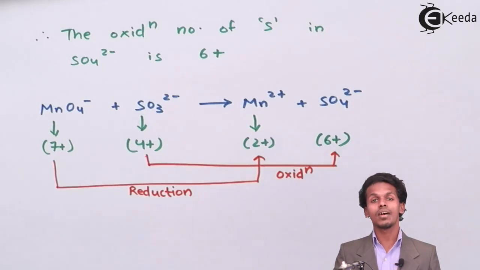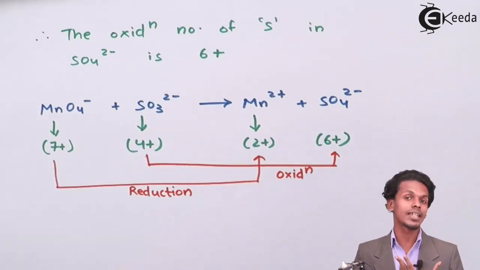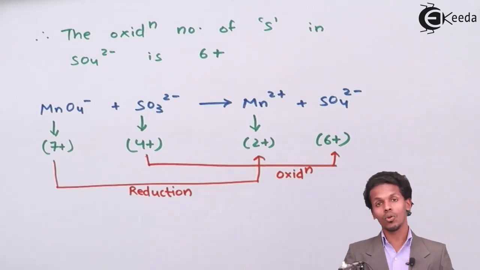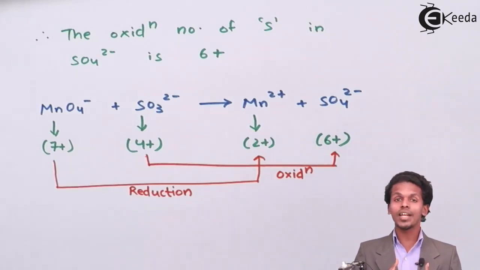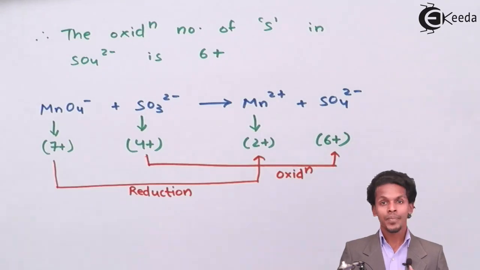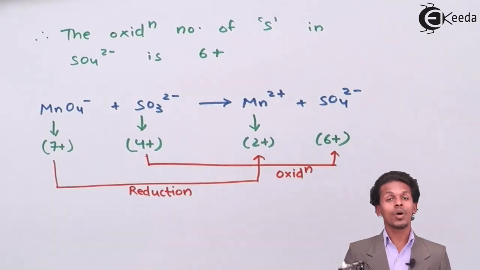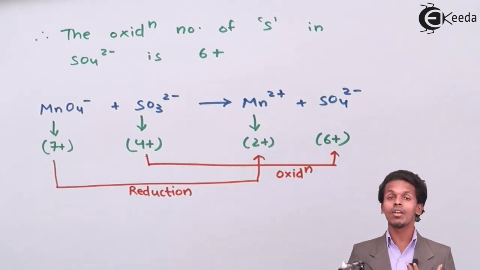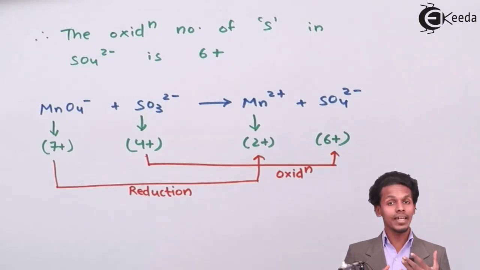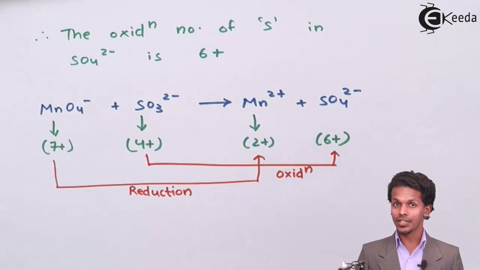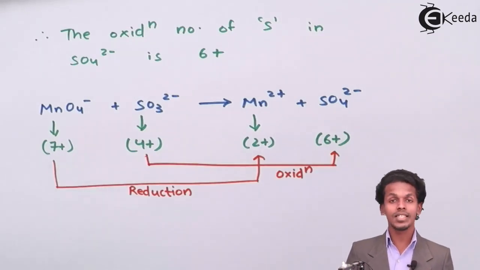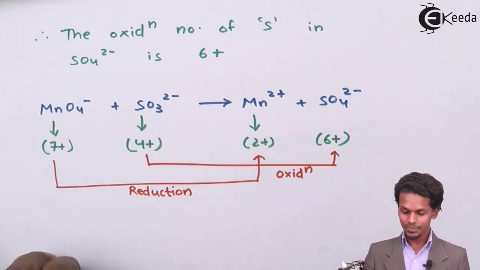But the balancing is not yet over. Now what we have to do is balance the electrons also. We have to determine how many electrons are being lost and how many electrons are being gained in this unbalanced reaction. So step number 1 is over, and now we are heading towards step number 2.